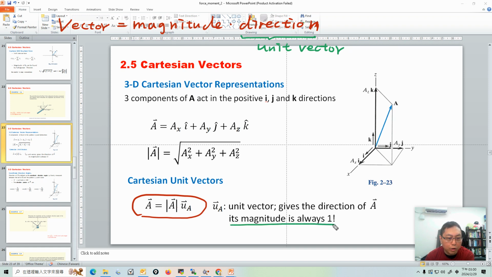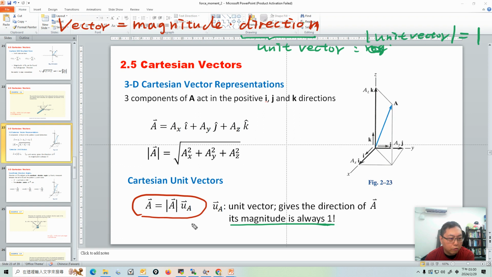Its magnitude is always one. That's the definition: for a unit vector, the length or magnitude is always equal to one.